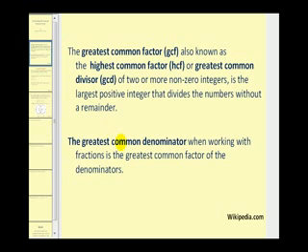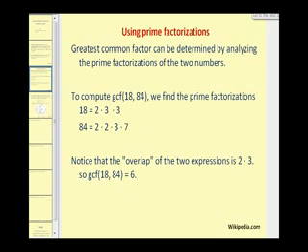I also want to mention the greatest common denominator when working with fractions is just the greatest common factor of the denominators. Okay, so to determine the GCF of two integers, we're going to use prime factors. And the greatest common factor can be determined by analyzing the prime factorizations of the two numbers.